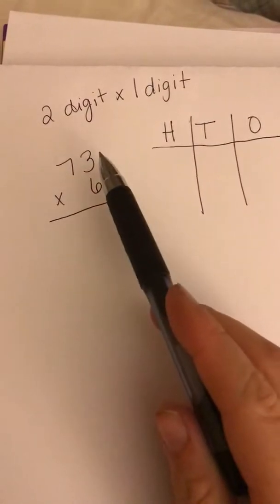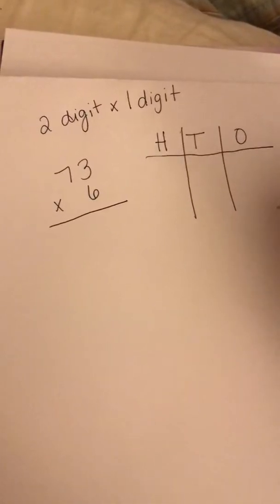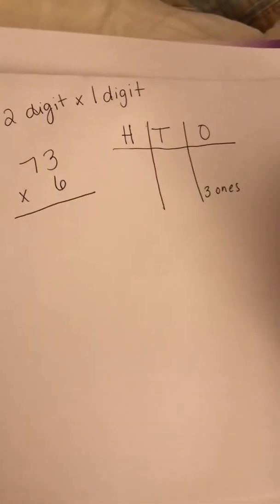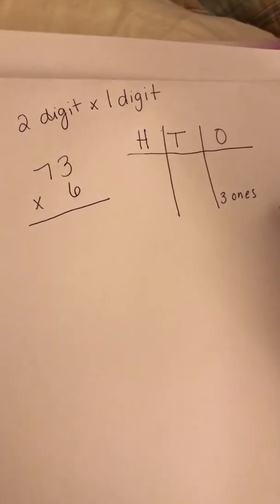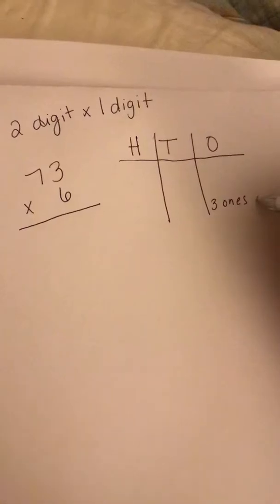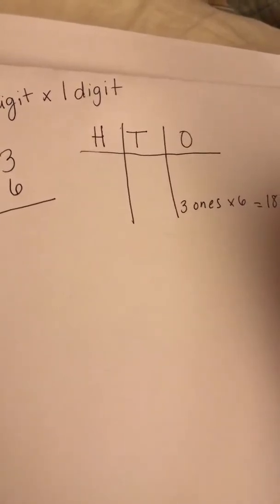I'm looking at the number 73, and I'm going to ask myself, how many ones are in 73? There are 3 ones in 73. And what am I multiplying those ones by? I'm multiplying them by 6. So 3 ones times 6 would get me 18 ones.